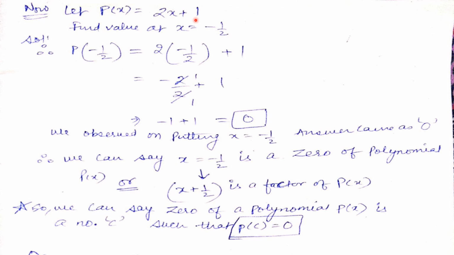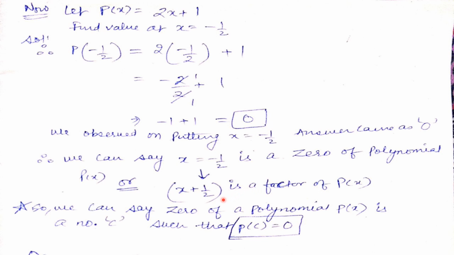I hope you understood it. If not, don't worry, we will have one more example. So see, we observed on putting x equal to minus 1 by 2, the answer came as 0. Therefore, we can say x equal to minus 1 by 2 is a zero of polynomial p(x). Or we can take this 1 by 2 to this side. It is negative over here, it becomes plus on this side. So we can say x plus 1 by 2 in bracket is a factor of p(x).